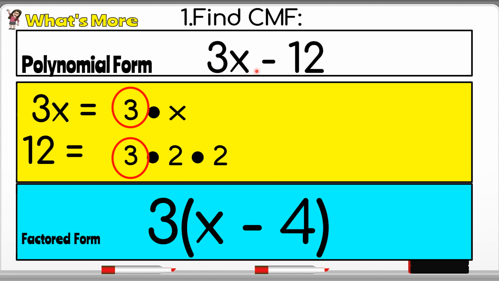Therefore, the factored form of this 3x minus 12 is 3 quantity x minus 4. Because you just put the CMF outside the parentheses, and the terms inside the parentheses are the remaining factors of each term. So, as you can see, yung first term natin, x ang natira. Sa second term natin, 2 times 2, and therefore that is 4. You just copy the sign. Okay? Next.